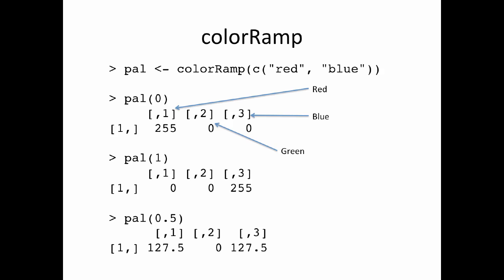So what if I do something in between, like pal of 0.5? This should give me a color that's kind of in the middle of red and blue. So it's going to give me 127.5 for red, and then 0 for green, and 127.5 for blue. So it's kind of half red, half blue, whatever that color happens to be. Notice that there's no green in any of these calls because when you interpolate between red and blue, you don't encounter green along the way.